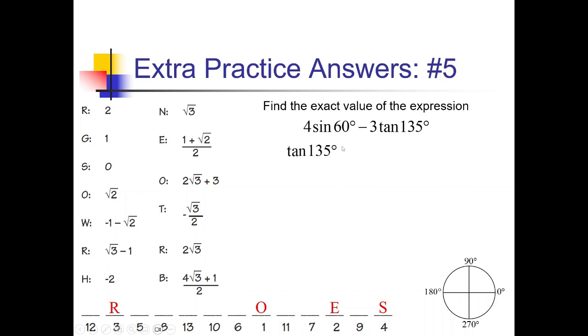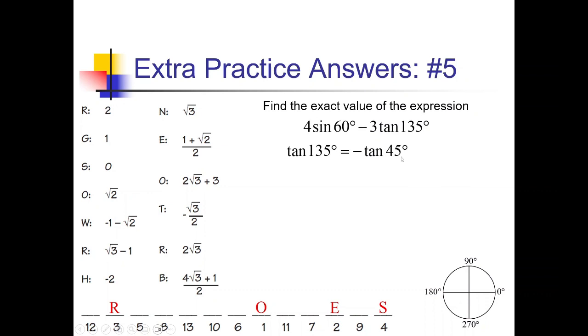Well, I don't know the 135s very well, but I'm going to make a reference angle with this. So the reference angle, if you find the distance between 135 degrees and the closest x-axis angle of 180, 180 minus 135 is 45. Now tangent is the slope of the angle. Slope is negative here in quadrant 2. So I'm going to rewrite this as negative tan of 45 degrees.